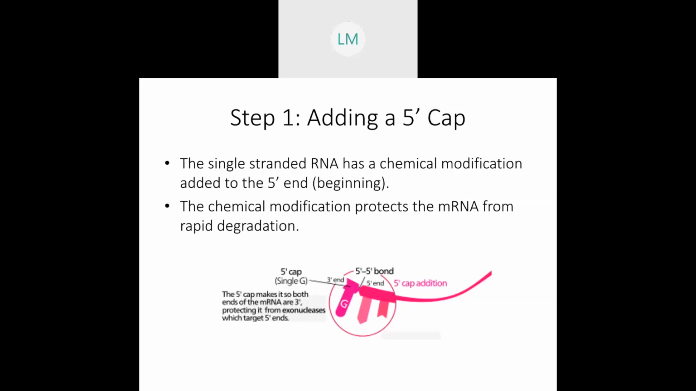We don't want it degraded before we make our protein. So we have to add this 5' cap onto the 5' end. So we have a 5' to 5' bond that's formed here, so that we end up having a 3' carbon on the end of our 5' end of RNA. Okay, so that's going to make sure that it doesn't get degraded. So we have a cap added to our 5' end, so it's called a 5' cap.